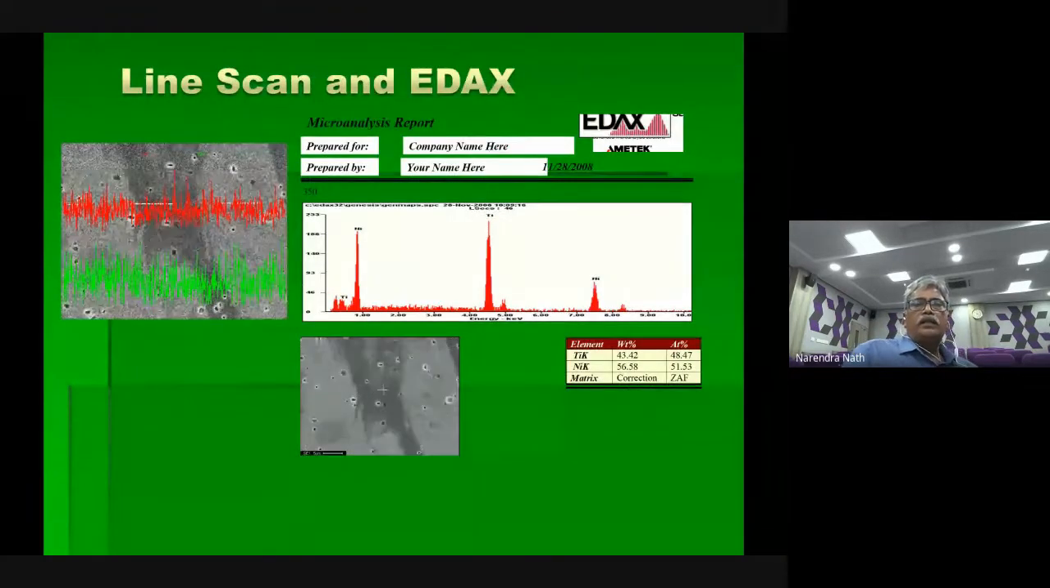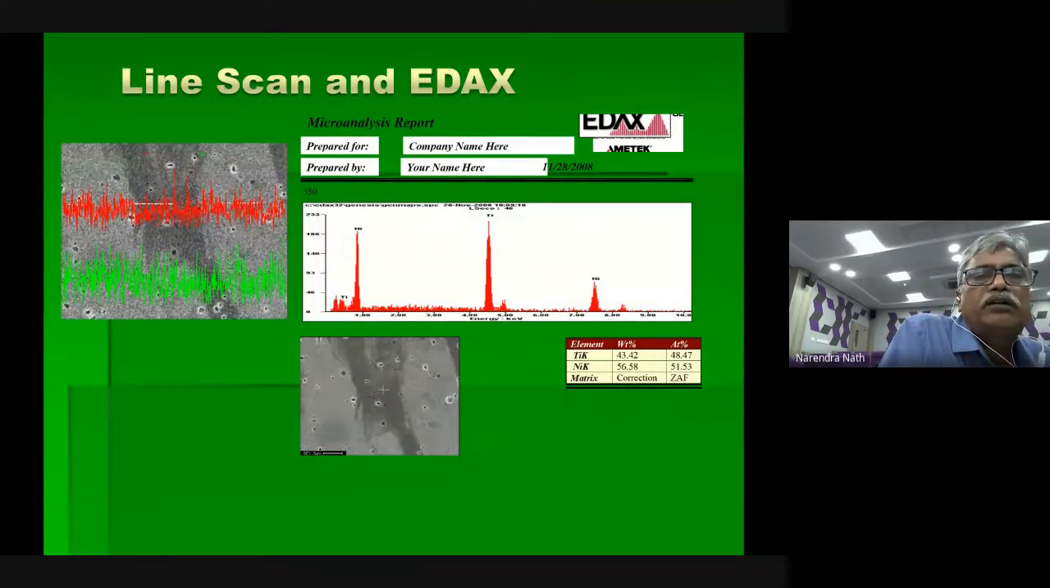And line scan, I told you how we draw a line scan. This is the area where we drew the line scan. There also it is nicely shown: red represents titanium, this represents nickel. So that means throughout the structure, both are equal.